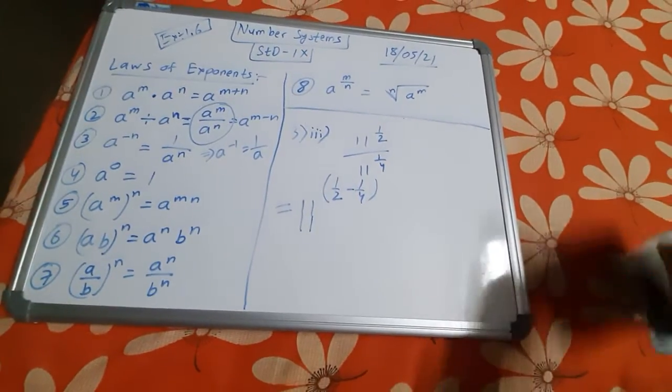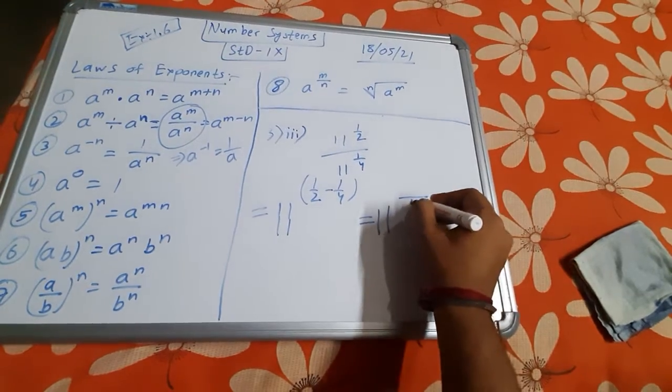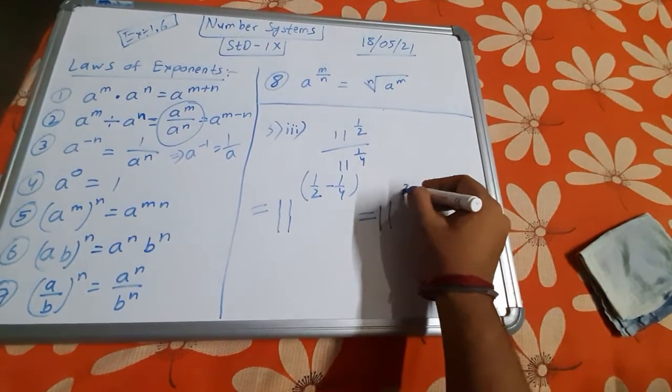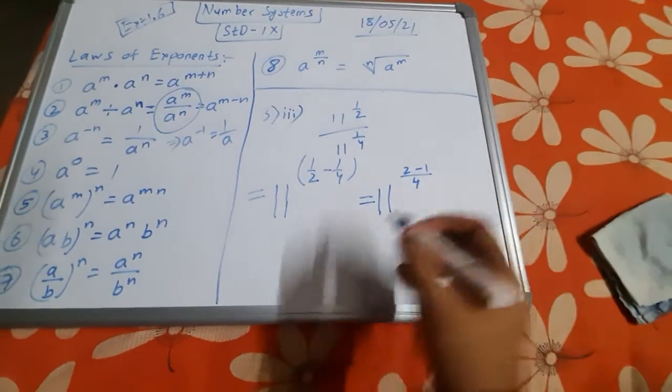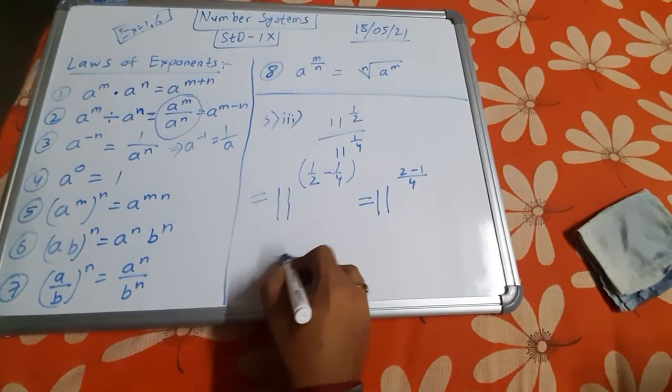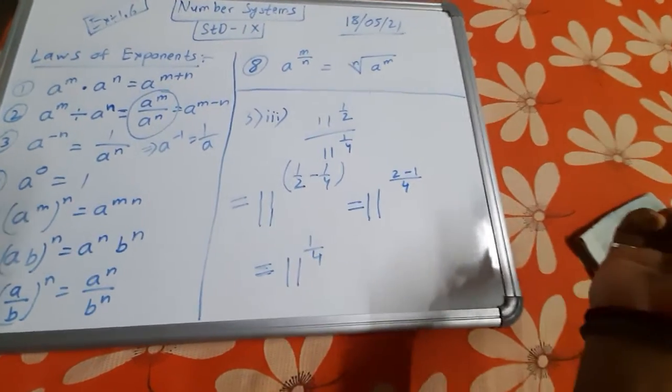Then we will take the LCM of the power. Over here I can take the LCM of 4. Then it will be 2 minus 1. Okay, 2 minus 1. Then again it will be 1, I think. So 2 minus 1 is actually 1. So the answer will be 11 to the power 1 by 4. Okay, this will be our answer.